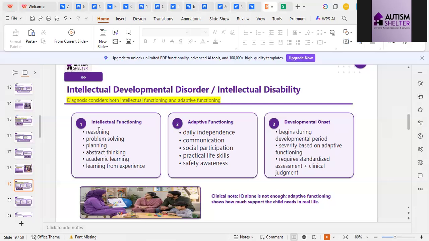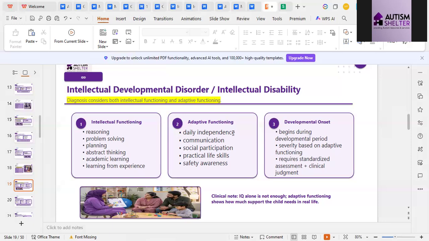Intellectual functioning is reasoning, problem solving, planning, abstract thinking, academic learning, and learning from experience. So you have to look at the reasoning. Can a child give a logical explanation for something? Can they resolve a problem? What skill do they have in problem solving? How do they plan things? What is their abstract thinking, like imagination? Academic learning, learning from experience.